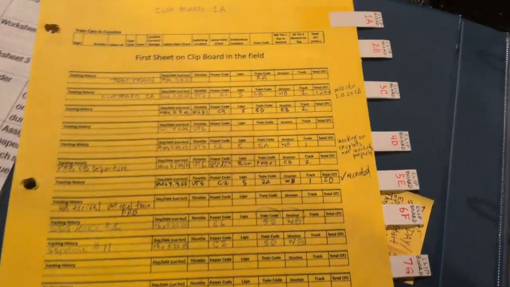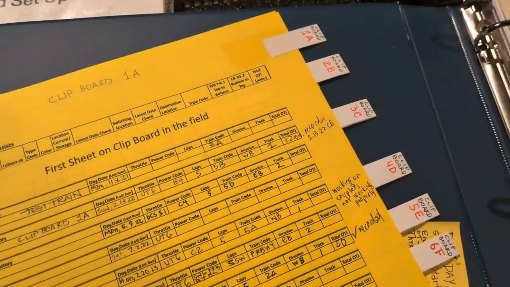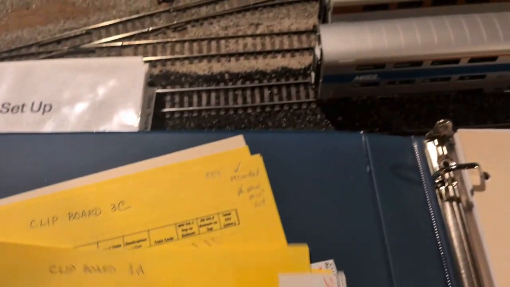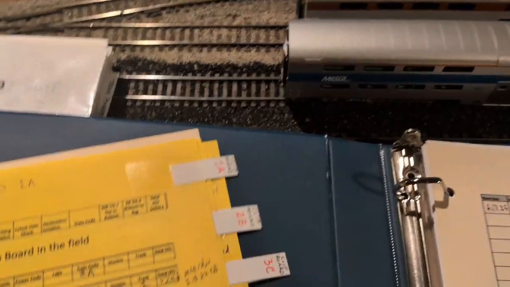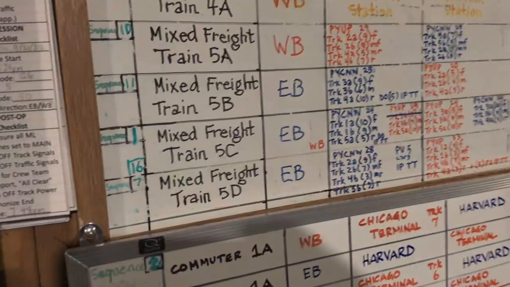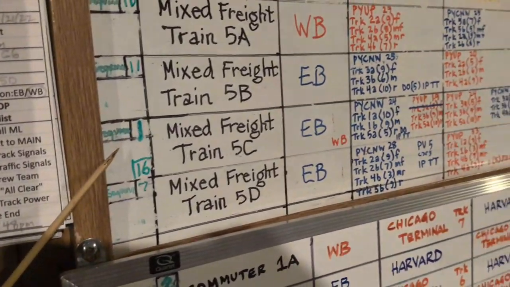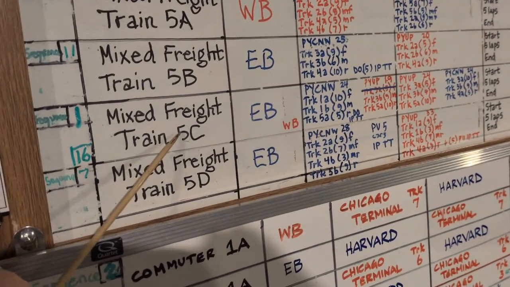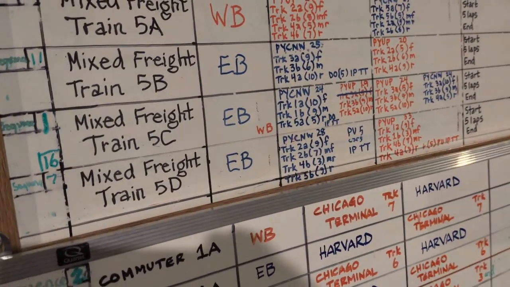So the way this works, each of these tabs represents a clipboard. So I have clipboard 1A right here. The first clipboard will have sequence train number 1. So they will get train 5C. I'll show you where that comes from in the 3-ring notebook.